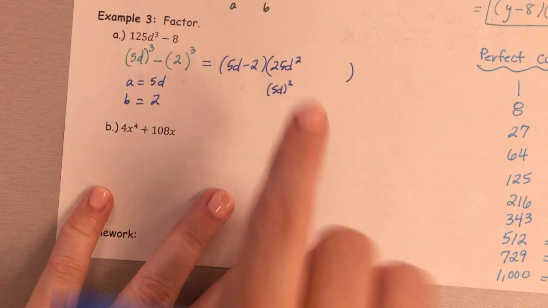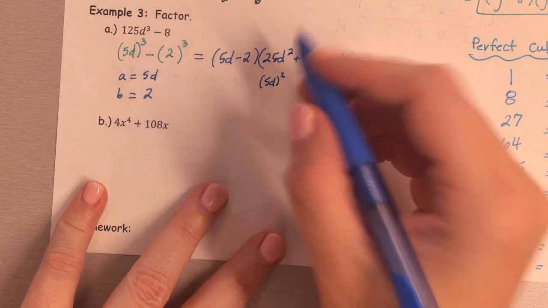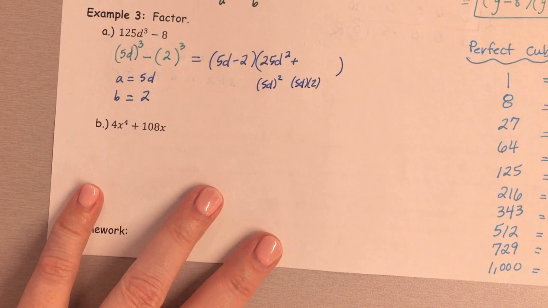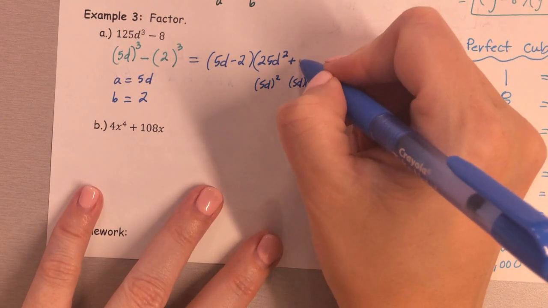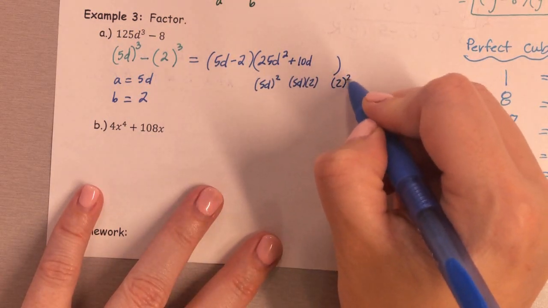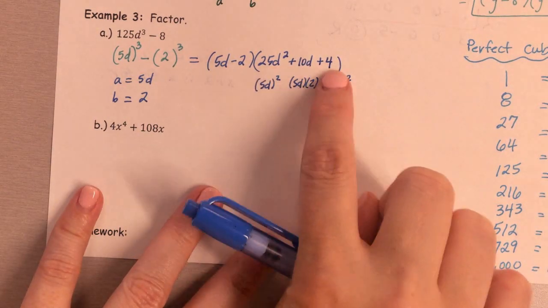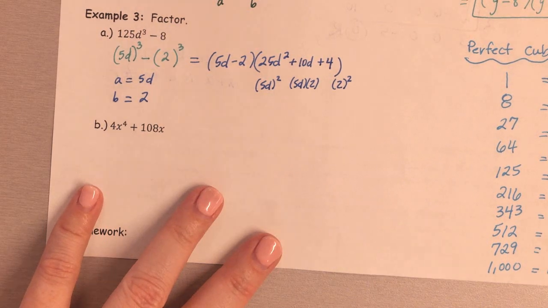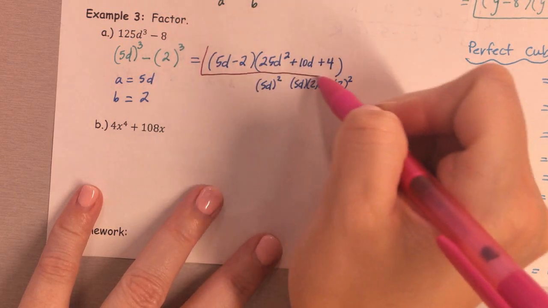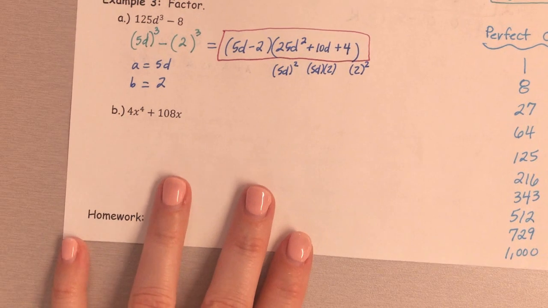And then remember, if this is a minus, this is going to be a plus. And then it's A times B. So it's 5D times 2, which is what? And then the last one is B squared, which will be 2 squared, which is 4. And then remember, you can't break this down any further. As long as you take out the GCF first, you should not be able to break these down. Okay, so then that's going to be your final answer.